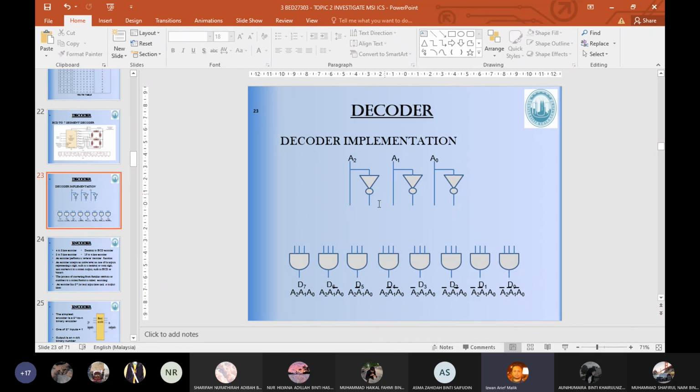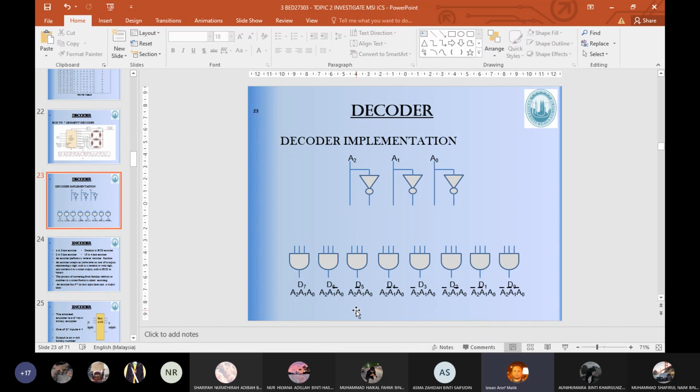You tariklah daripada A2, A1 dengan A0. Macam tu A2 bar, A1, A0. So A2 you tarik daripada bubble, A1 dengan A0 tak perlu daripada bubble, connectkan ke sini. Okay, just a simple exercise for you lah. For you, sebenarnya this one will help you in understanding the arrangement of the connection. Macam mana you nak buat connection untuk setiap gate ni, untuk dapatkan output seperti yang ditulis kat bawah ni. Okay, so that is the decoder.